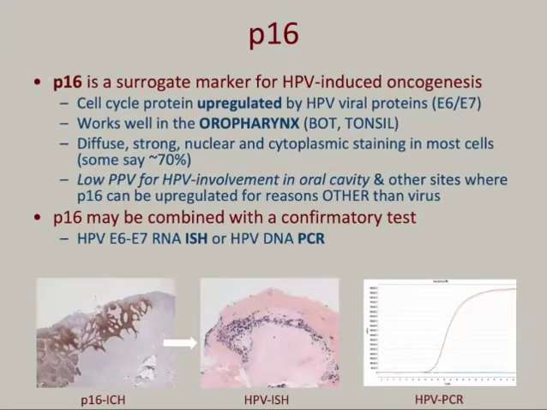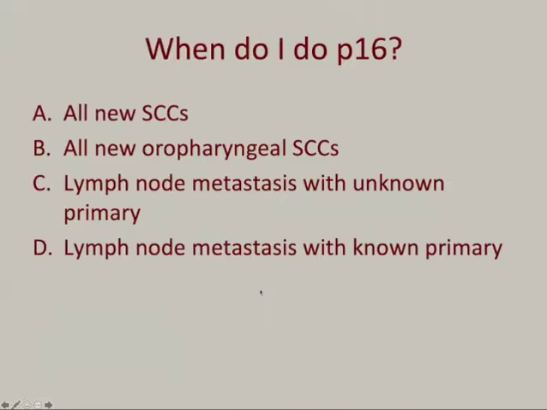So P16 is a surrogate marker for HPV-induced oncogenesis. As you know, it's a cell cycle protein that's upregulated by HPV viral proteins that are transcribed by our cells. It works extremely well in the oropharynx, base of tongue, tonsil, for non-keratinizing carcinoma if it's a diffuse, strong, block-like, some people say, positivity in the nucleus and the cytoplasm. Outside this site, it is an extremely poor predictor of HPV. You may do a confirmatory test such as in situ hybridization or PCR in the context of a positive P16 or an equivocal P16. So when do we do P16?